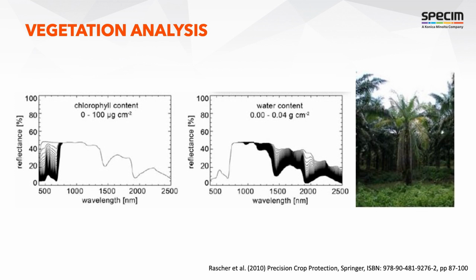So with the SWIR spectral range, you can really monitor the health of a plant, if it has any lack of nutrients, or if it has any pest or something like this. So the SWIR spectral range is also very useful for that. Not only the VNIR one, but very often they are combined together.